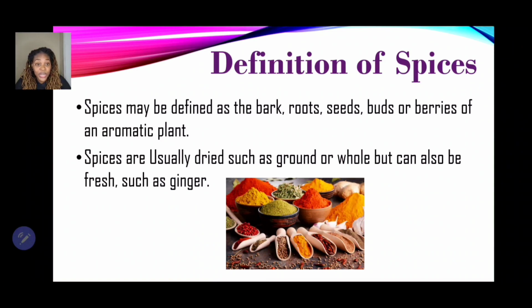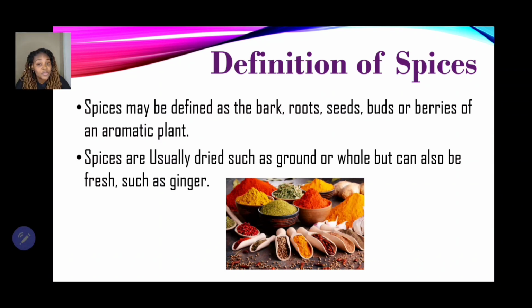Spices are usually dried, such as ground or whole, but can also be fresh, such as ginger. Good. Now, learning the definition of spices, I know you're able to tell the difference between a herb and spice, and also the similarities between herbs and spices. Good. So similarities, both of them are derived from plants.